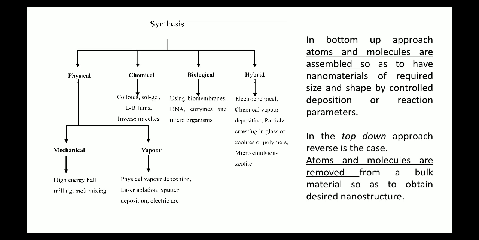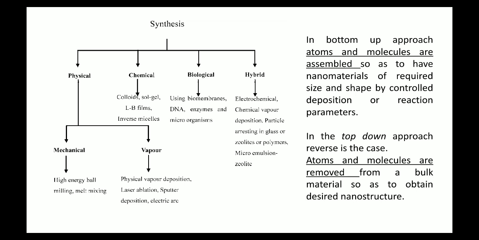Okay, so these are the biological methods by which one is able to make the nanomaterials. And hybrid means it does not come under a particular category. It is a mixture of physical and chemical technique, or chemical and biological technique. So this is a hybrid. Then electrochemical method, chemical vapor deposition. These are the names of methods.